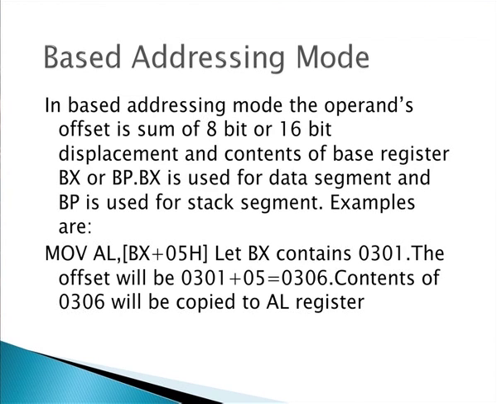MOV AL, [BX + 05H]. Now, let the contents of BX be 0301H. Now, the offset address will be formed by adding the contents of BX with the 05 displacement. So, offset will be 0301 plus 05, that is equal to 0306H. Now, in this instruction, the contents of memory location 0306 will be transferred to register AL. Again, AL means the operation is for 8 bit data only.